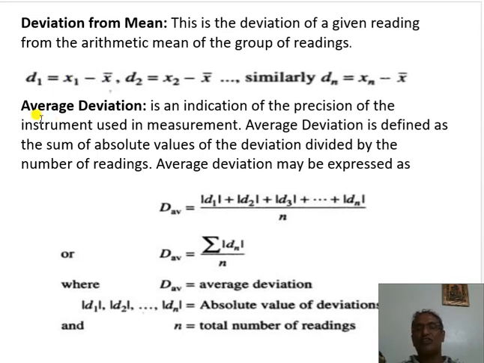Next one, average deviation is the indication of the precision of the instrument used in the measurement. The average deviation is defined as the sum of absolute values of the deviations divided by the number of readings. The average deviation may be expressed as d average = (|d1| + |d2| + |d3| + ... + |dn|) / n. We take the average of those deviation values and divide by n. This is what we want to work out as average deviation.